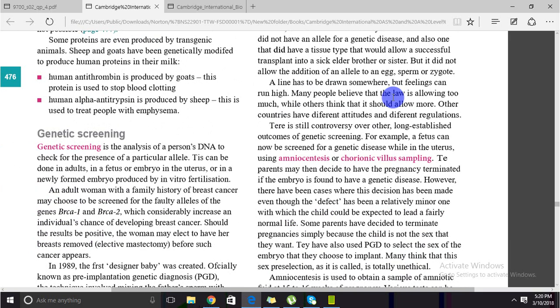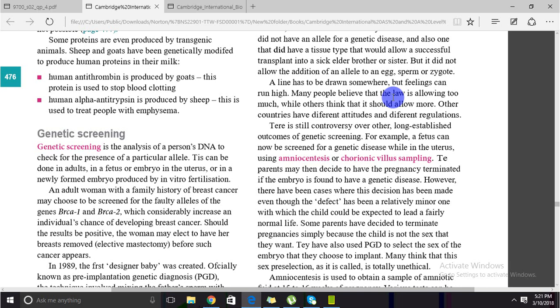For example, a fetus can now be screened for a genetic disease while in the uterus using two methods, and I would recommend you remember the names: amniocentesis plus chorionic villus sampling. The parents may then decide to have the pregnancy terminated if the embryo is found to have a genetic disease.